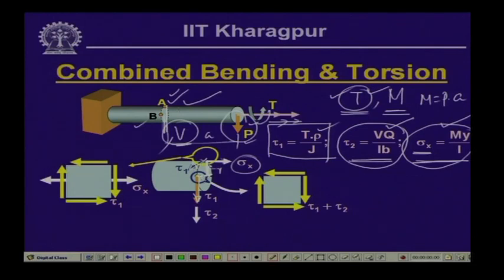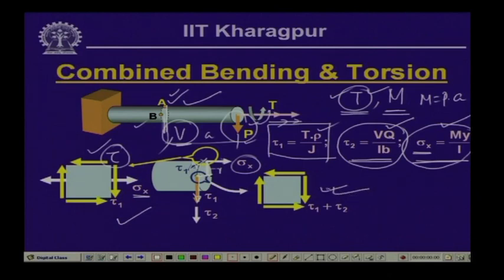Therefore, if we look into the resulting normal and shearing stresses occurring at A and B, they will be like this. At point A, we will have normal stress sigma x, which is generated because of bending moment M. We will have the shearing stress tau, which is generated because of the twisting moment, but this point will not experience any shear stress because of the vertical shear force V, and the point B will have these kind of stresses.